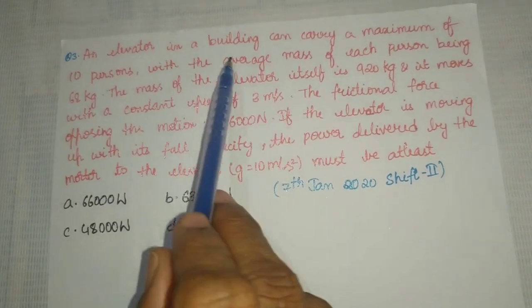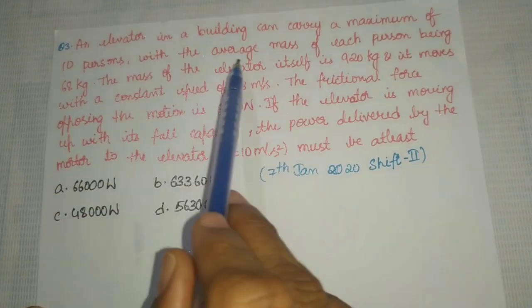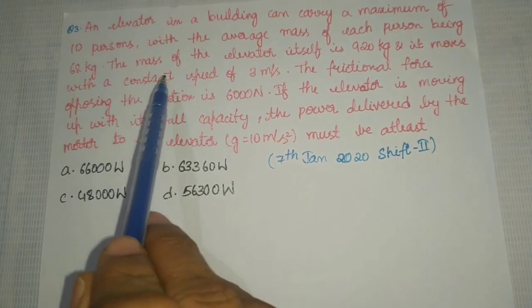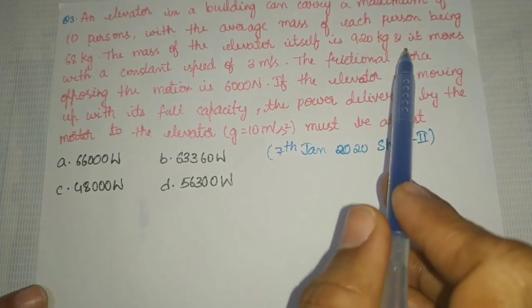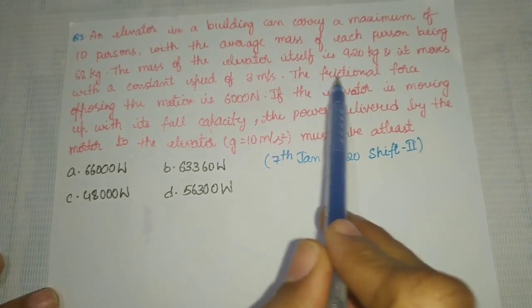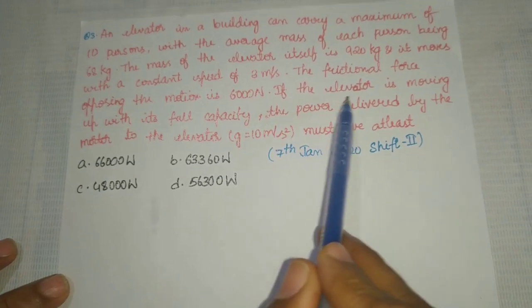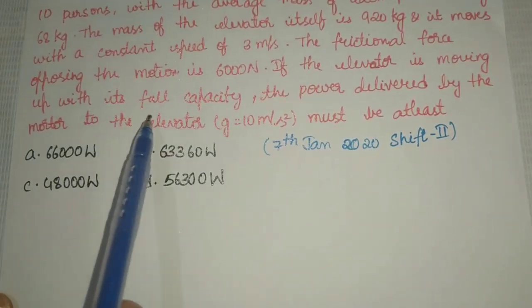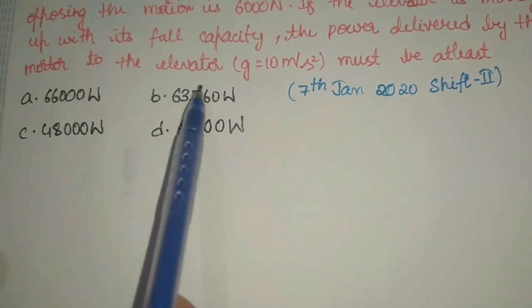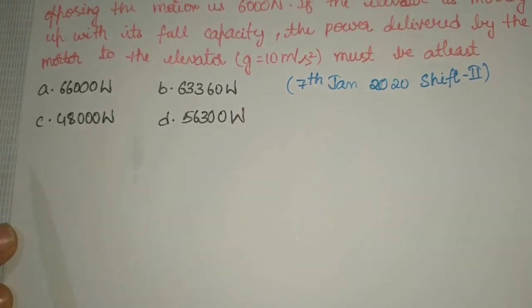Hi students, consider the second question. An elevator in a building can carry a maximum of 10 persons with an average mass of each person being 68 kg. The mass of the elevator itself is 920 kg and it moves with a constant speed of 3 meters per second. The frictional force opposing the motion is 6000 Newton. If the elevator is moving up with its full capacity, the power delivered by the motor to the elevator, g is equal to 10 meters per second square, must be at least.